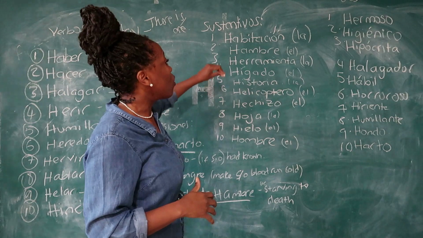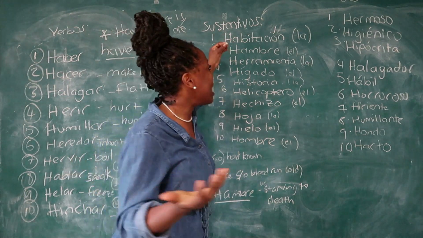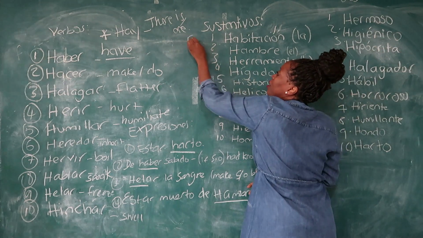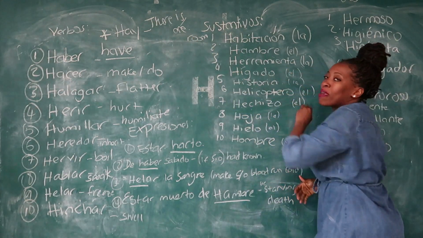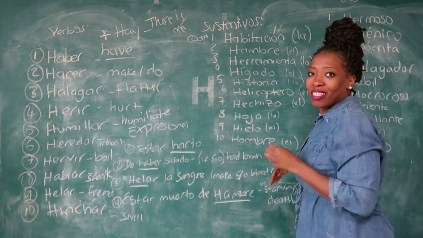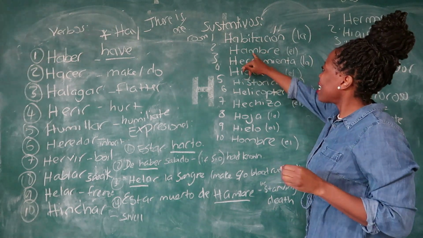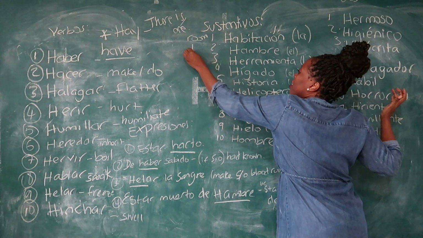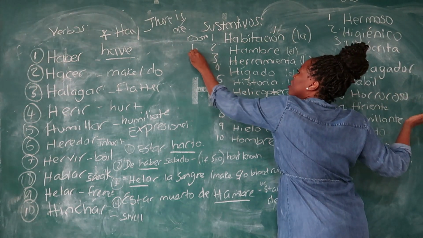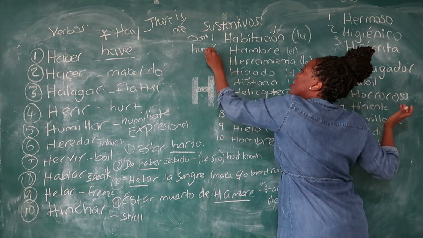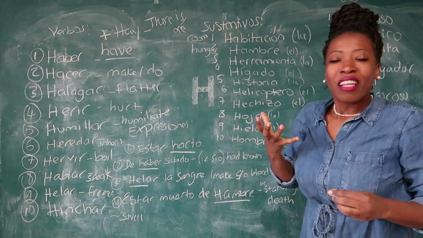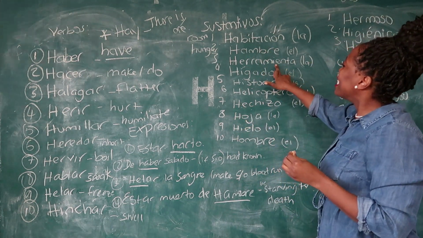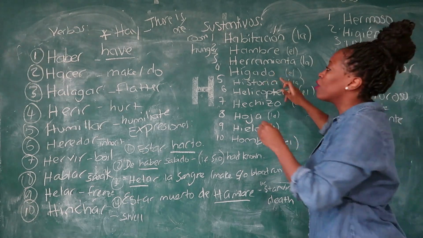So, habitación, we've seen, which is la habitación. Room, okay? The room, mi habitación es muy bonita. Very beautiful room. Hambre, which is hunger. Hunger, hambre. Tengo hambre. I am hungry. So, hunger. Okay, herramienta, which is a nice word for you.